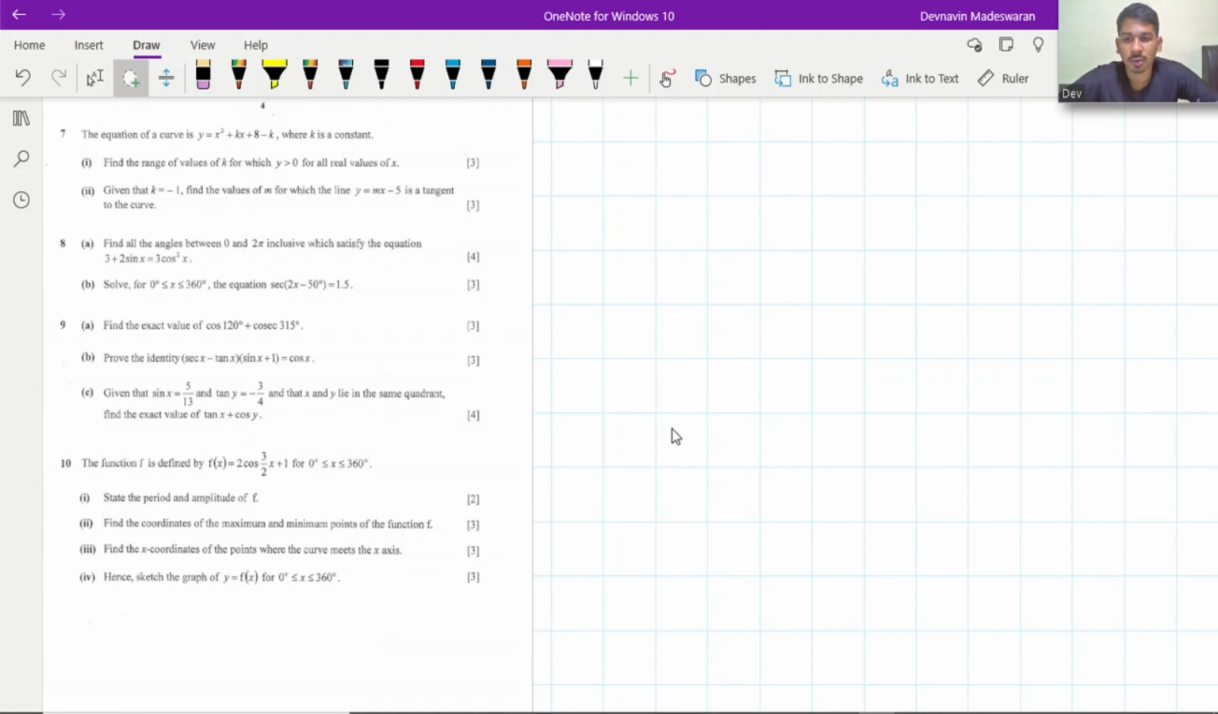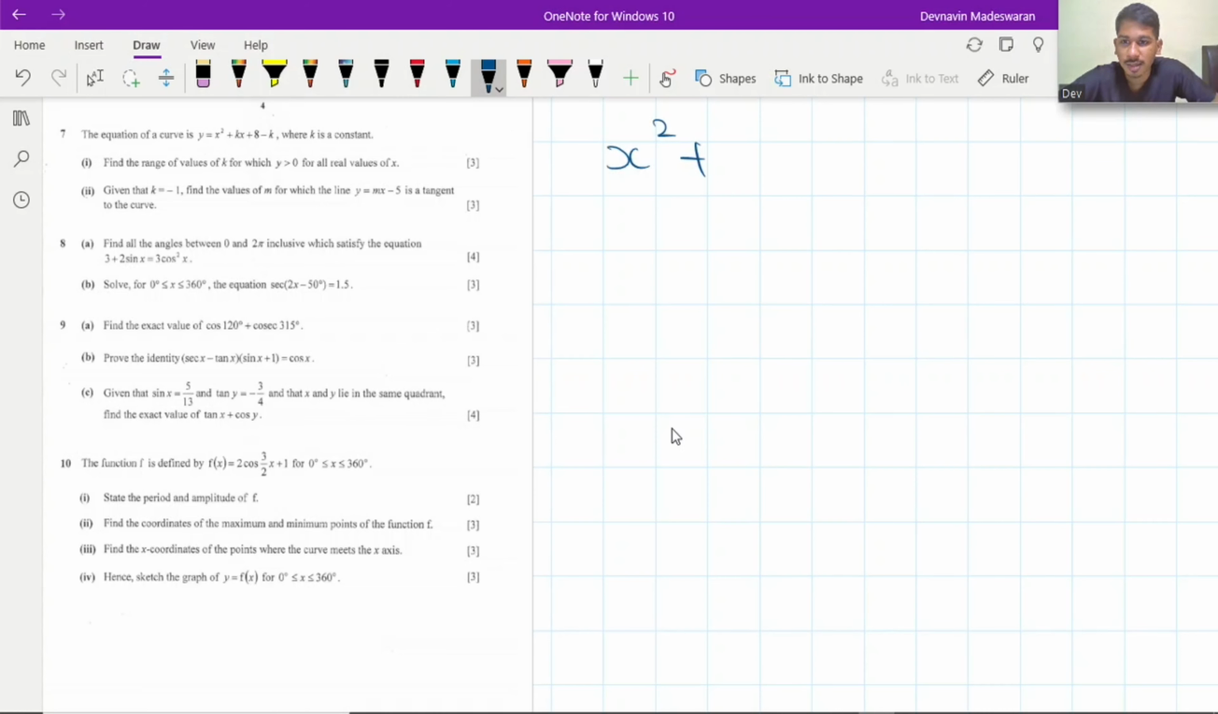for which y is always greater than 0, for all values of x. That means it's never cutting the axis, and it's a quadratic equation. The y value is always greater than 0, so it's always above the graph. That means it has no x-intercepts, therefore there are no solutions. So we need a discriminant that's smaller than 0.